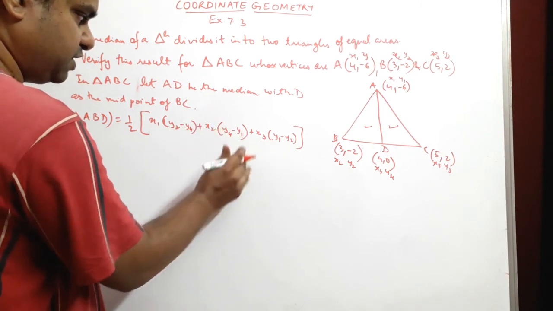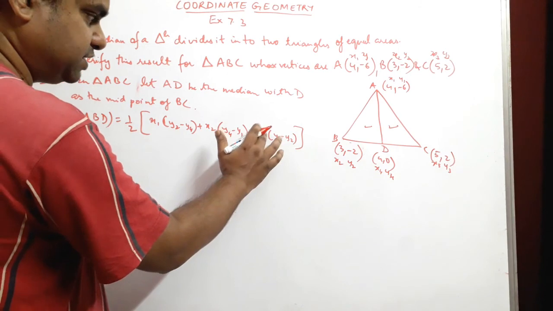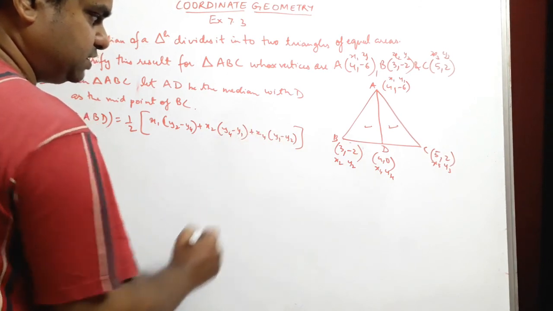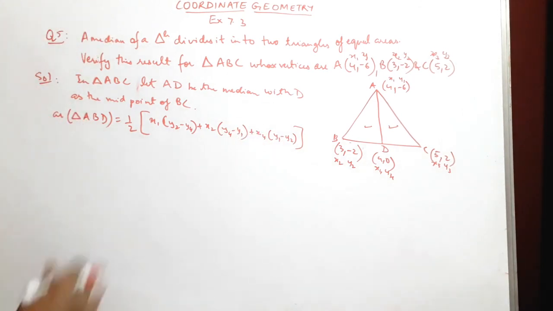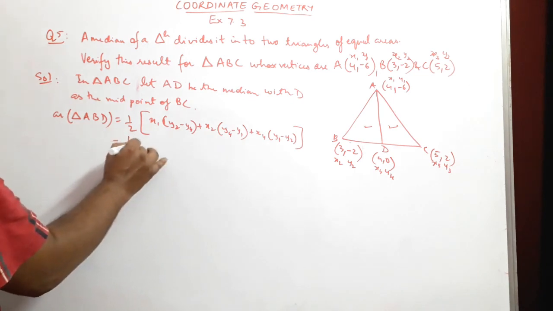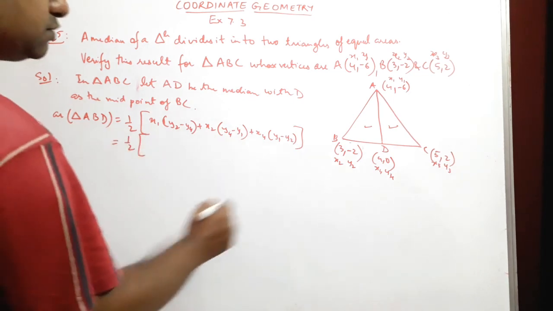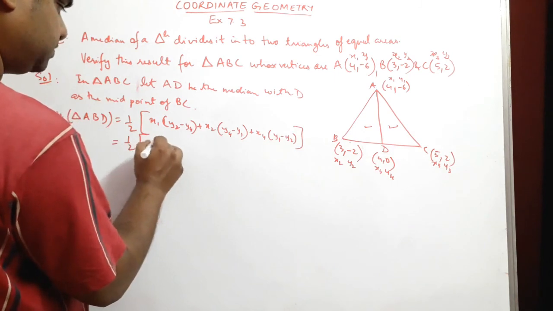In all the places, if there is x3, change it to x4. If there is y3, change it to y4. That's all. Now we need to just substitute. Half. What is x1? x1 is 4.